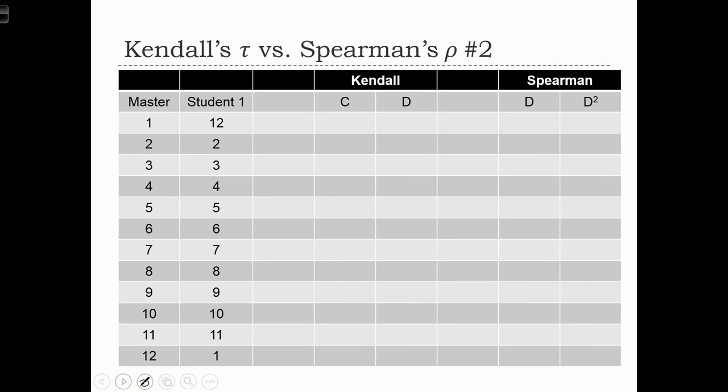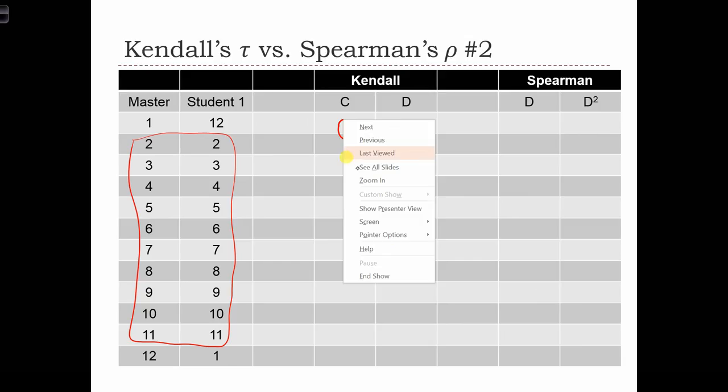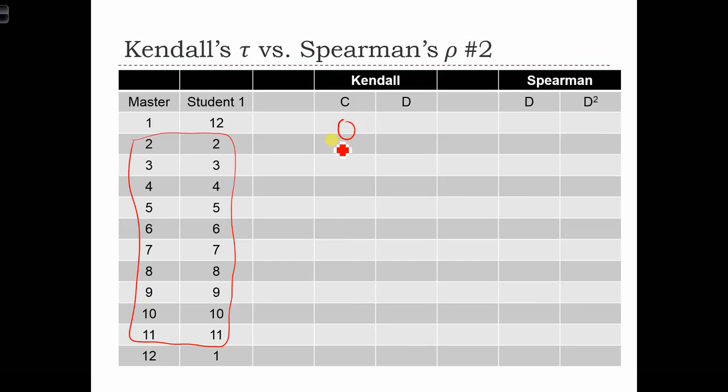But now let's look at another example. Here the rankings are pretty much the same for all paintings, except what the master considered to be the best painting, the student considered to be the worst, and vice versa, what the student considered to be the best, the master considered to be the worst. Let's now fill out the concordance and discordance in this case. I'm going to do it quickly, but I do encourage you to do it by yourself.